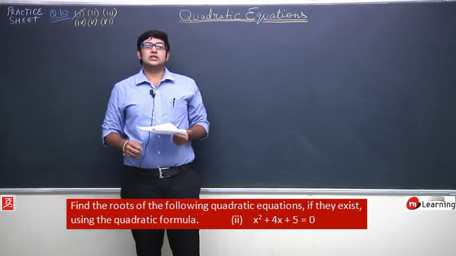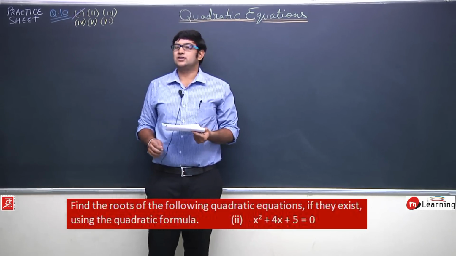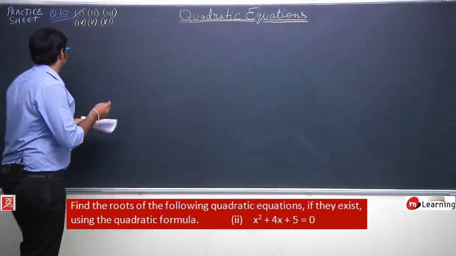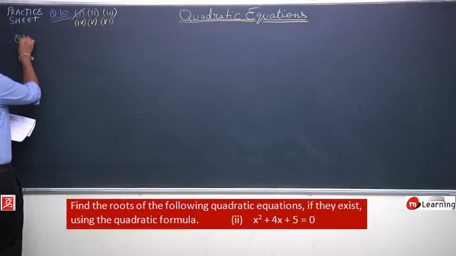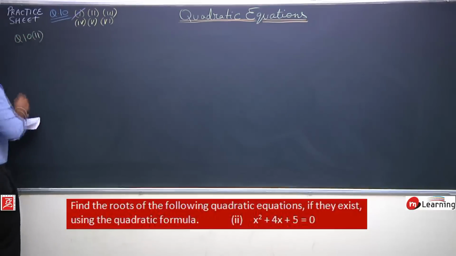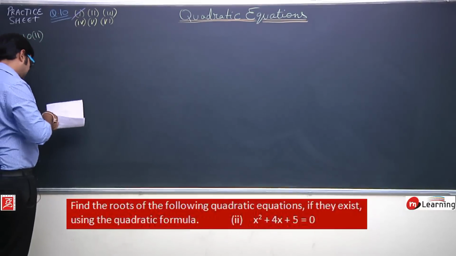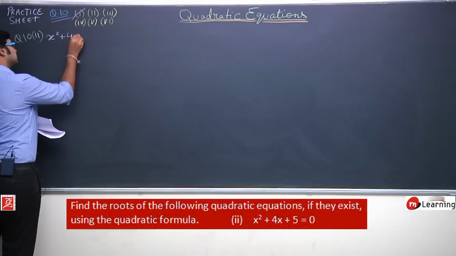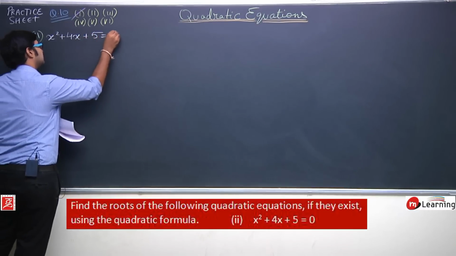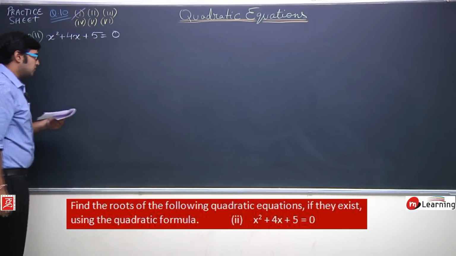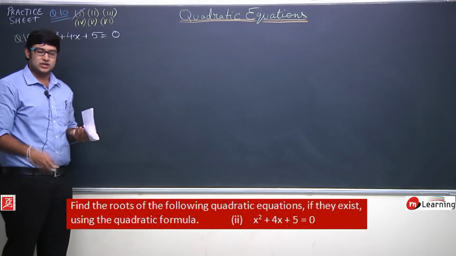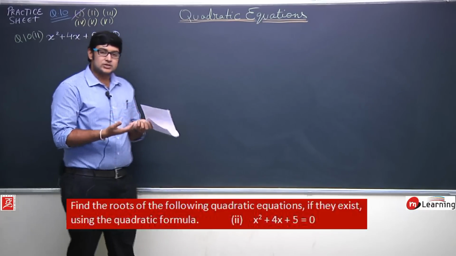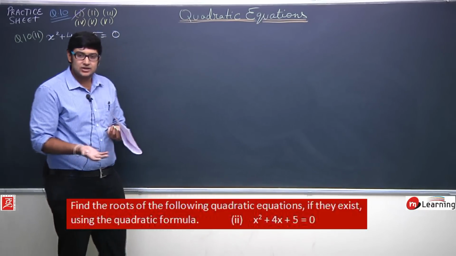Okay, so now let us solve the second part of question number 10. The equation is x square plus 4x plus 5 is equals to 0. So x square plus 4x plus 5 is a quadratic equation, and as I said earlier, from this question I am going to directly write the values.